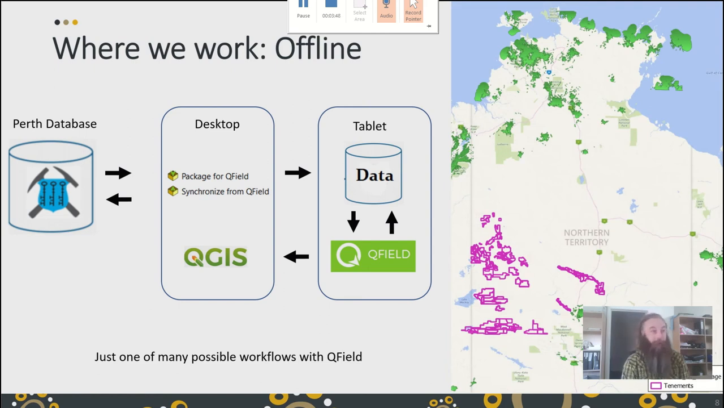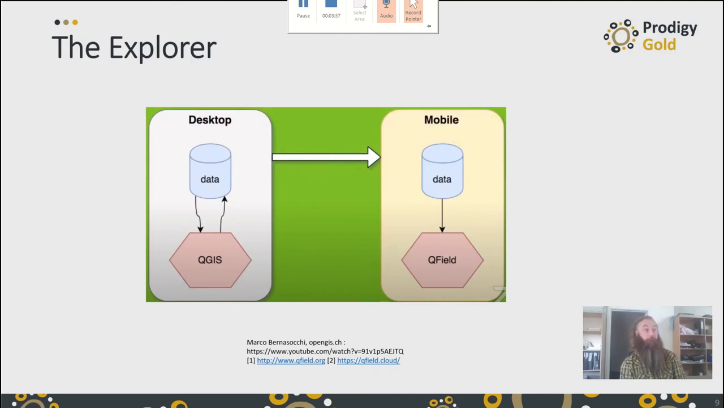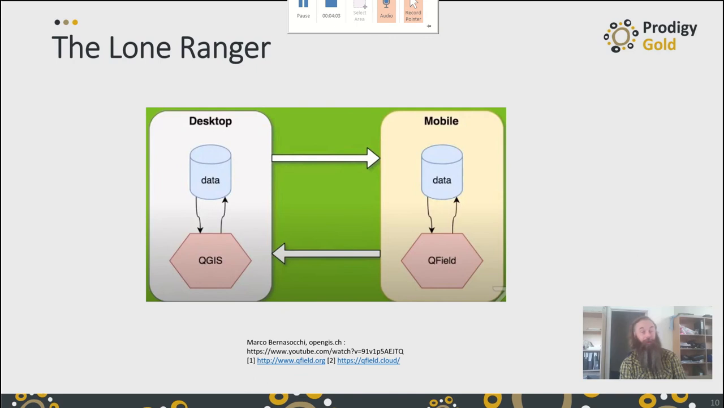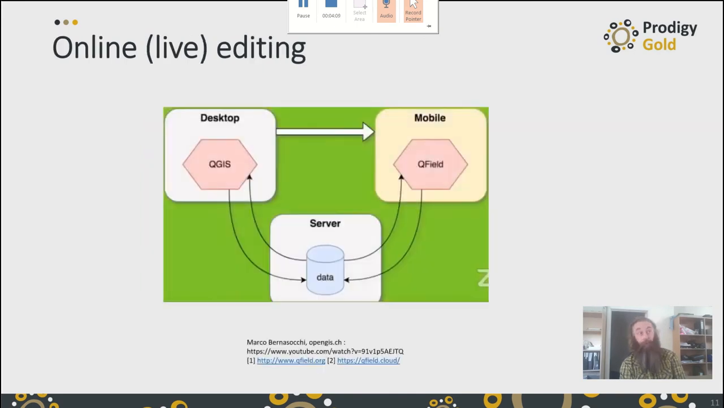Here's a little map of the Telstra 3G coverage in our tenements, and you can see that there's no overlap there. So other possible workflows that you can have: you can use it as an independent device. You can take it in and manipulate it out and bring it back onto your GIS without using a database. There's also availability for online live editing currently if you're in phone range.